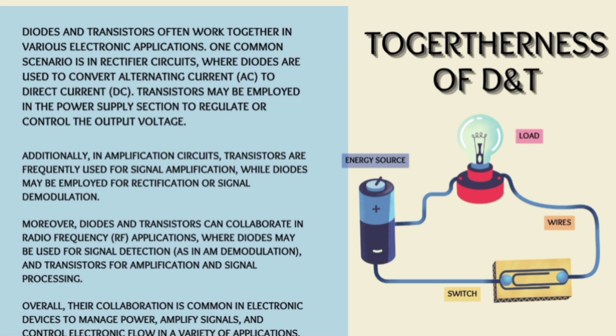Example, diode in transistor. Placing a diode in parallel with the collector and emitter of a transistor can protect the transistor from reverse voltage. The diode conducts when reverse voltage is applied, diverting the potentially damaging current away from the transistors. The combination of transistors and diodes in circuits allows for signal amplification, switching, and protection. Diodes are often used to control and protect the flow of current within the transistor circuits.